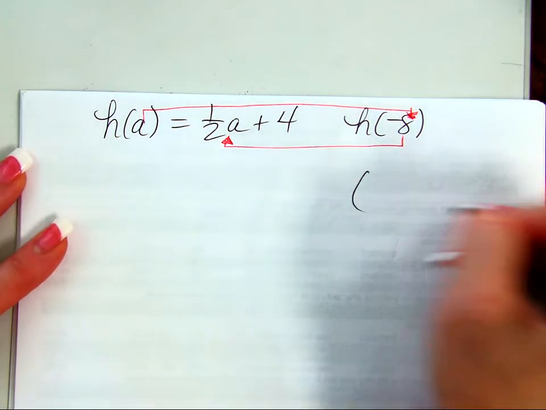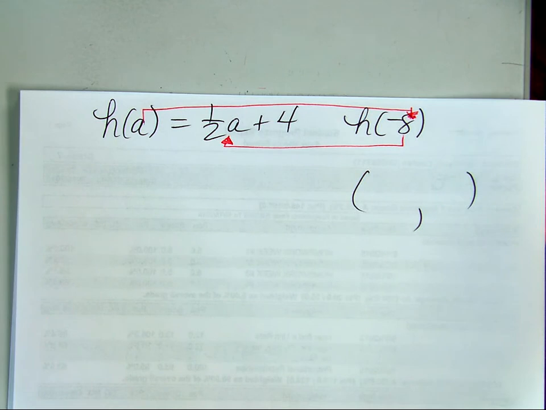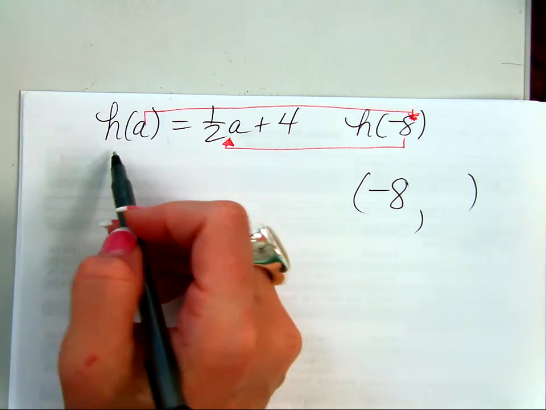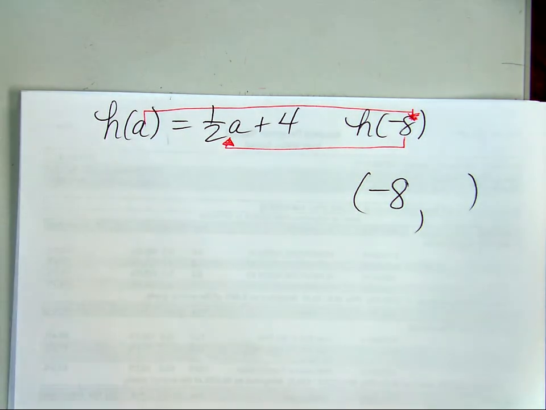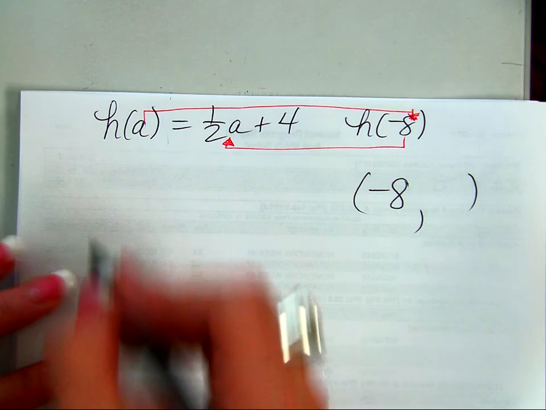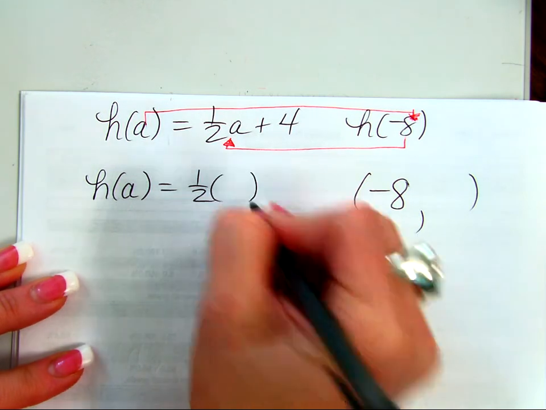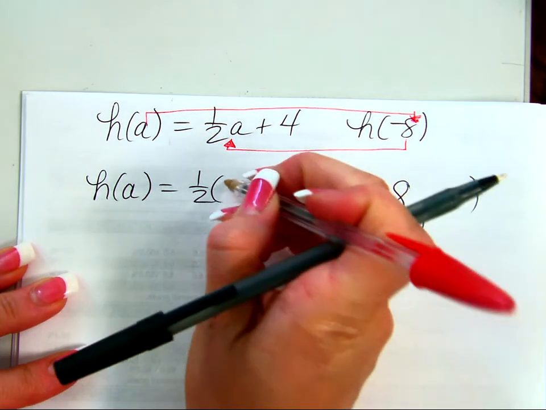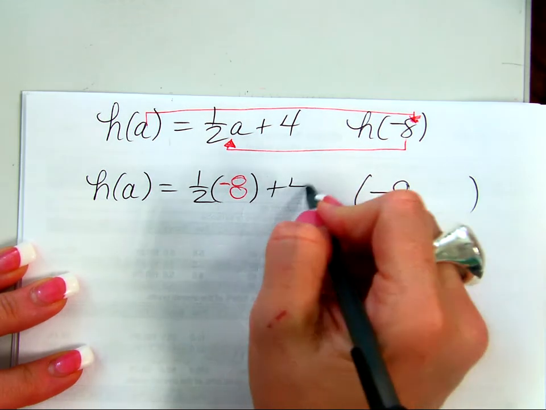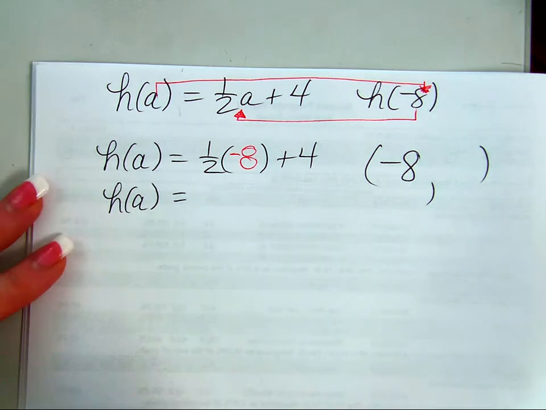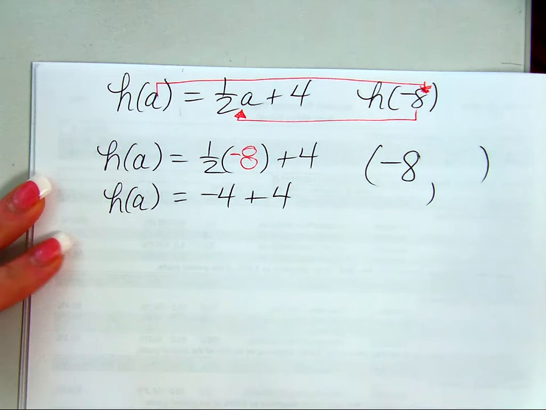So now the trick is, which one is it? Is this really my x or my y? Yeah, it's the x, right? Because this thing is the y. If you can remember that, then by default, the other one has to be the x, right? So now, h of a is equal to 1/2 times what we're given, and then plus 4. So what is half of -8? -4 plus 4, and I'm so glad this happened.